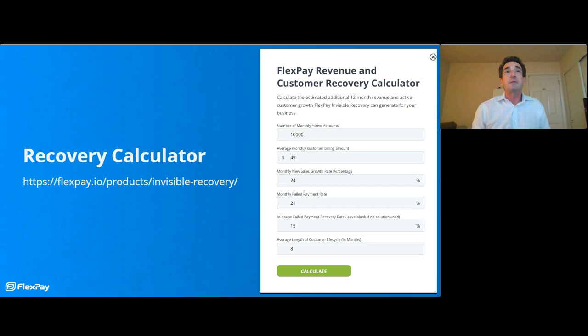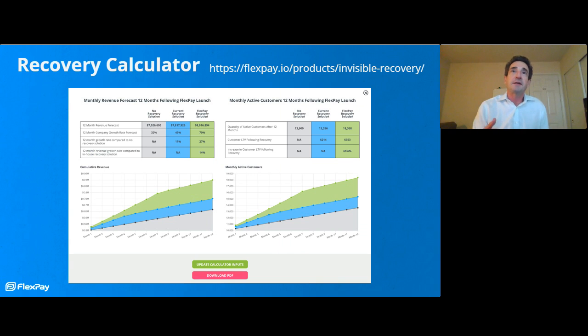And so the calculator will provide back to you a forecast. It will both calculate, if you're using an in-house recovery method, how much additional revenue you're likely recovering as a result of the future payments that are recovered. It'll also calculate how much additional revenue the FlexPay Invisible Recovery solution is able to deliver. So in this example, with these assumptions, we can see not only is FlexPay delivering over $2 million of additional revenue compared to a company with no solution, but even if their in-house recovery solution is in place, an extra over $1 million, but the growth rate of the company is actually accelerated as a result of this.